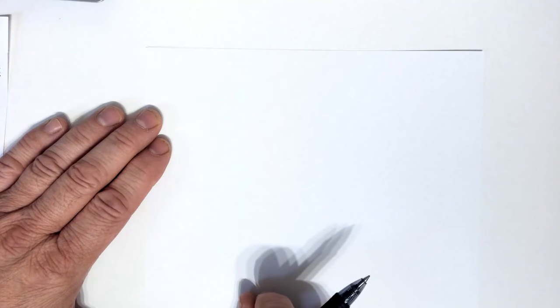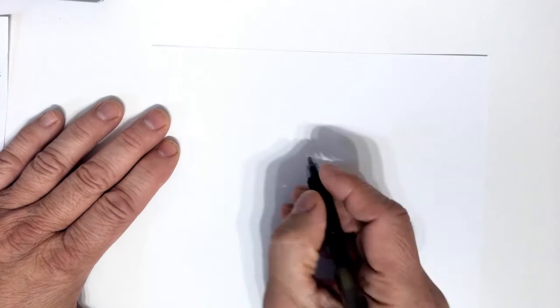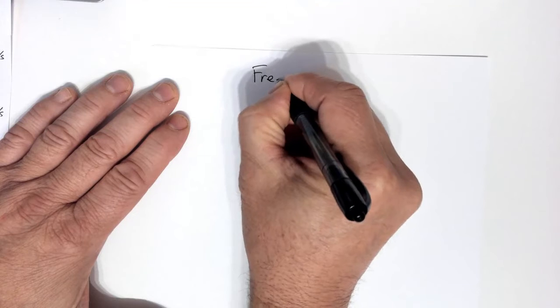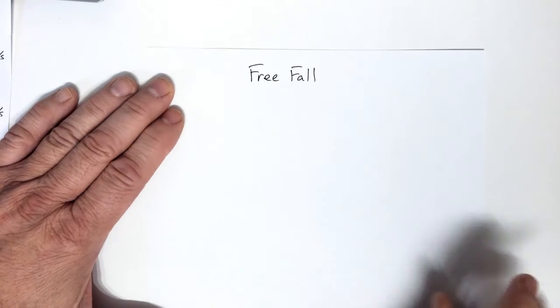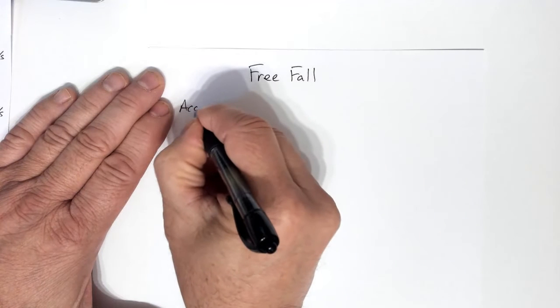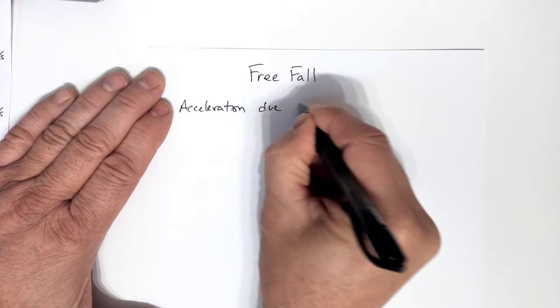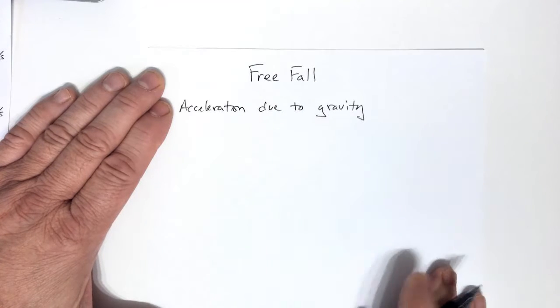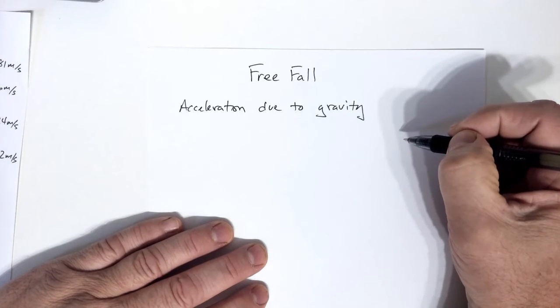Hello, this is Mr. Jackson with Physics, and today I want to talk about the concept of free fall. Free fall is basically just acceleration, but it is acceleration that is due to gravity. And so the Earth, as it pulls things to the ground, things accelerate towards the ground, okay?